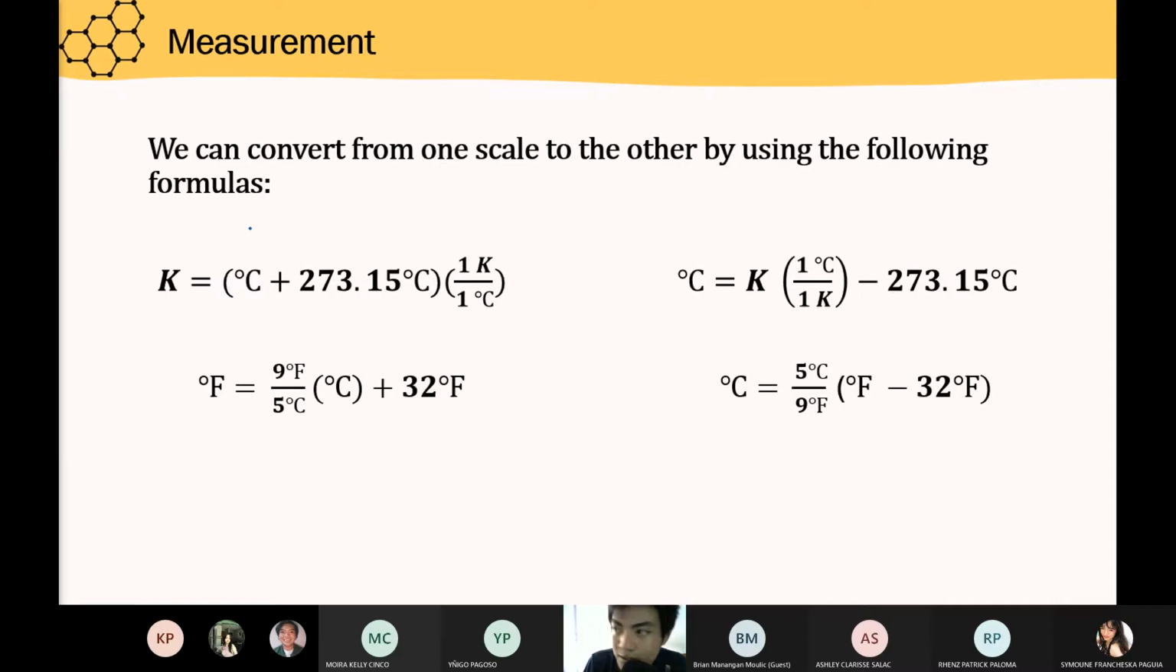Nag-ratio and proportion lang sila until they came up with these formulas. Okay? So, again, no need to memorize kasi open notes naman kayo pag nag-quiz. No? Ang gusto ko lang is malaman nyo how to really use these equations. Okay?